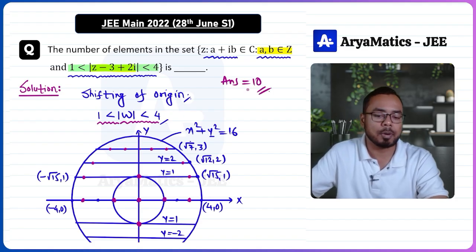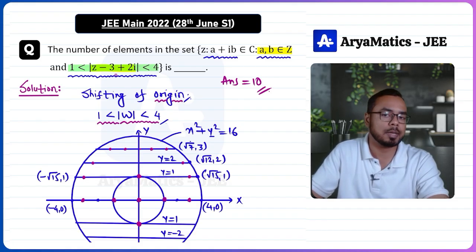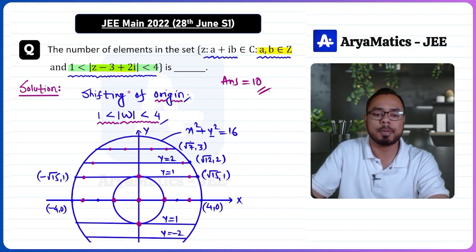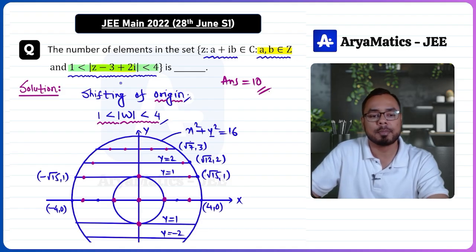In this question, the important concept was that once you shift the origin by integral number of coordinates, instead of minus 3 minus 2, we are making the center of the circle at origin. And that means in place of this complex number, we are writing another complex number omega. So the number of points with integral coordinate will not change, right?